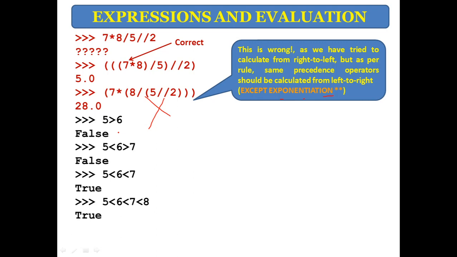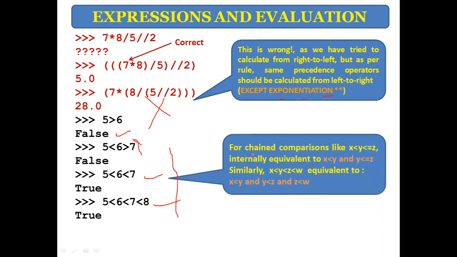Now, some relational expressions, always false or true. 5 greater than 6, it is not true, that is false. But what about 5 less than 6 greater than 7, 5 less than 6 less than 7, 5 less than 6 less than 7 less than 8? How are these calculated? Let's check.